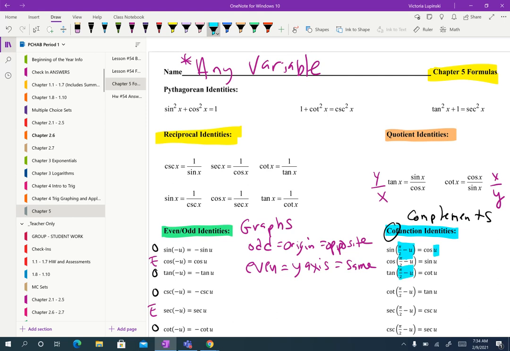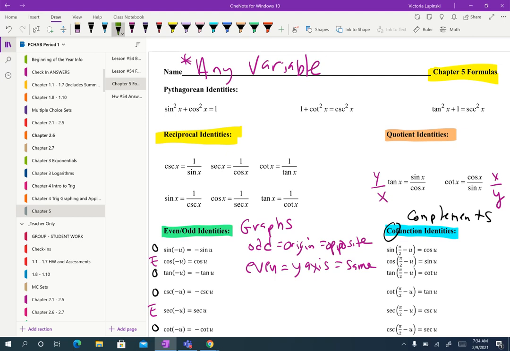Same thing for this pi over 2 minus u and u, they have to be complements, which means they have to add up to 90. Hopefully you can understand why, if you were given the left side, it would be a little bit cleaner to go ahead and write it as the right side. So we're going to be doing a lot of simplifying. Going from the left side of the equation to the right side certainly is going to make things a little bit easier. When it comes to the co-functions, everybody has a partner, and those partners do not change.